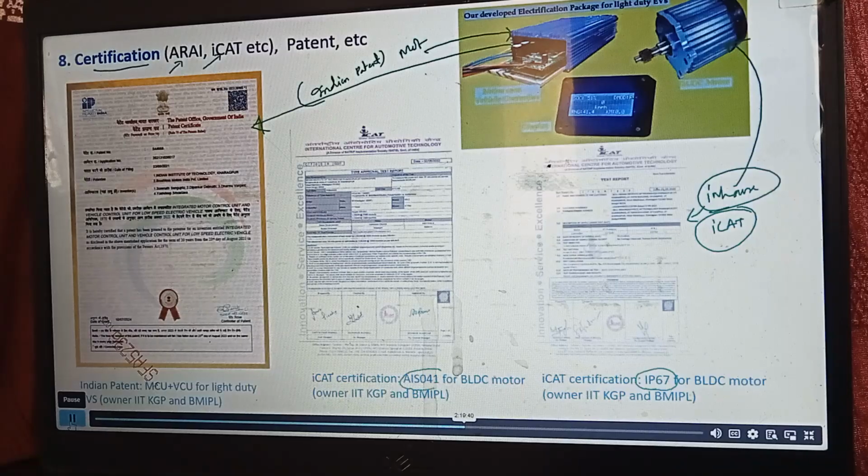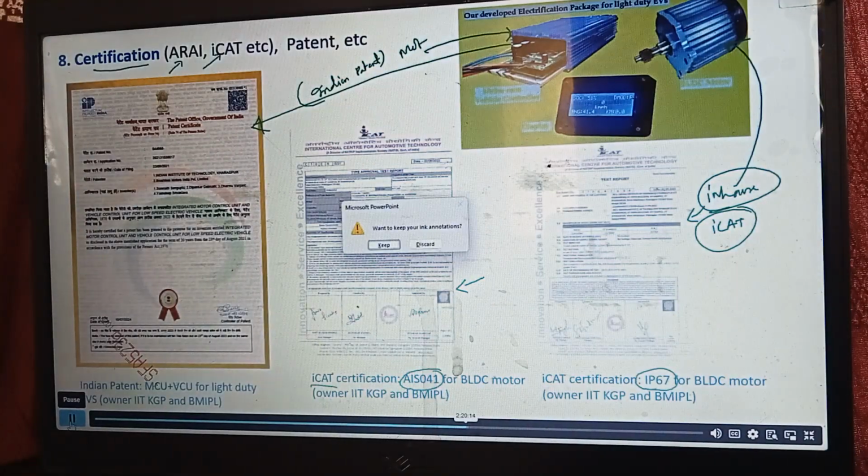Then one certification is for AIS 041. Again, it was ICAT certified for our motor. Then you can see how the certificates look like. Sometimes we claim that my motor is 1 kilowatt, my motor is 2 kilowatt, my motor can deliver this much speed, this much torque. But this is what we claim. So these agencies like ARAI, ICAT certify whether your claims are correct or not, up to what your product can deliver. So you get a certification of your product, right?